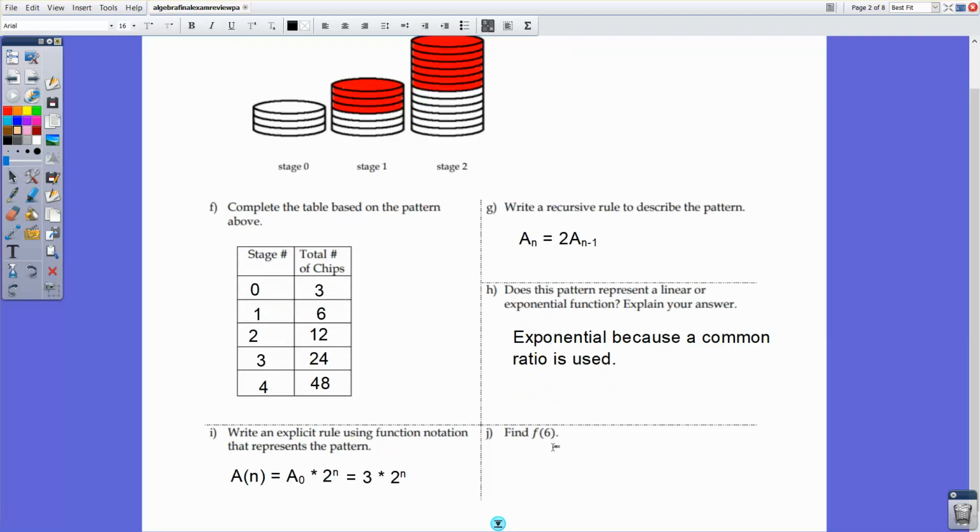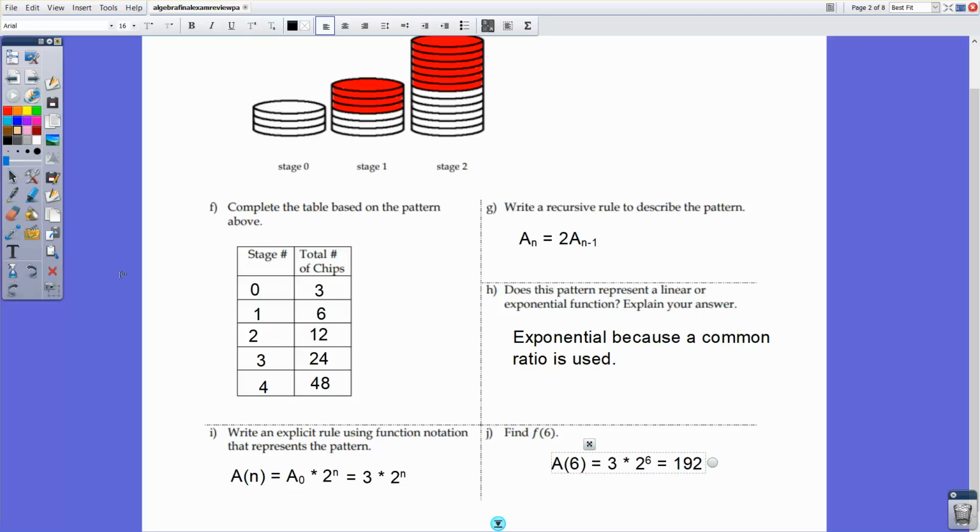So we just have to basically plug in 6. So a of 6 equals 3 times 2 to the 6th. Well, 2 to the 6th is 32. No, I'm sorry, 2 to the 6th is 64. 64 times 3 is 192.